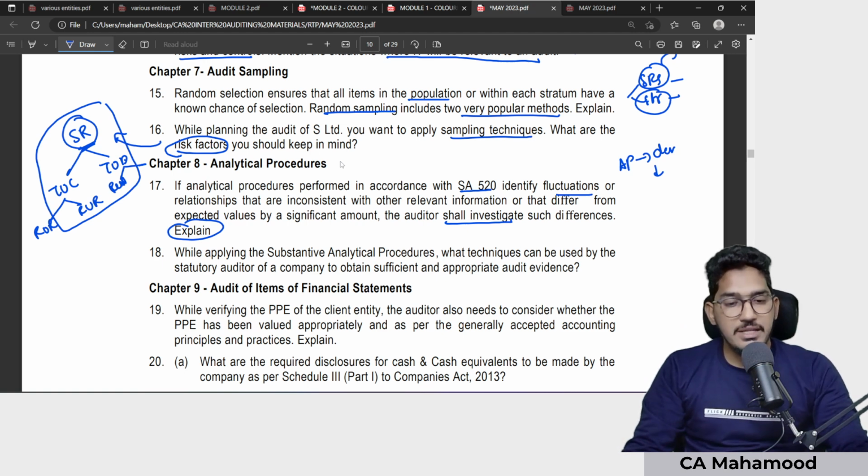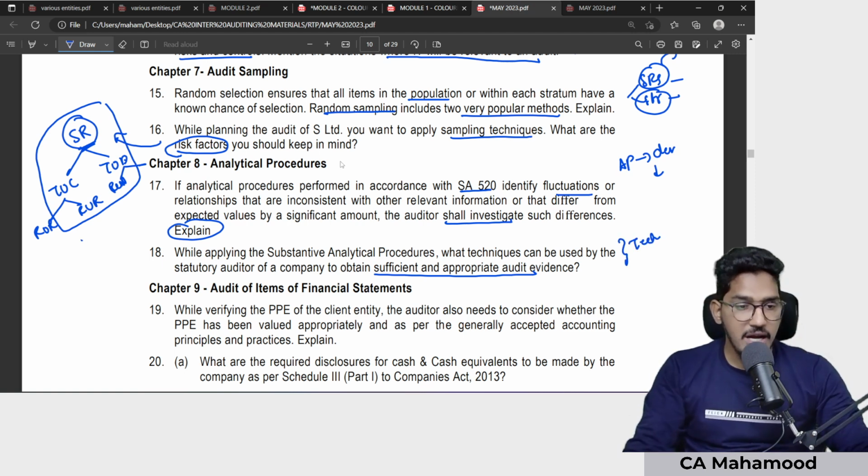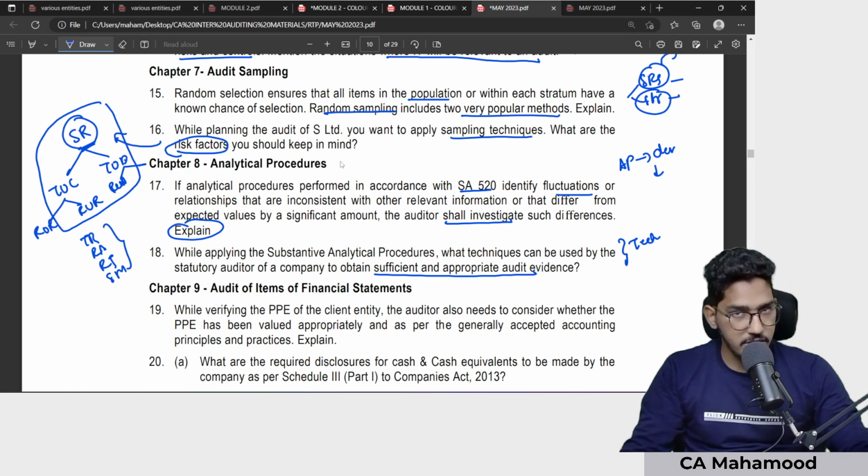Next one, while applying substantive analytical procedures, what techniques can be used by the auditor of a company to obtain sufficient and appropriate audit evidence? Nothing but techniques for performing analytical procedures. How many techniques are there? 4 techniques. What are they? Trend analysis, ratio analysis, reasonableness test, structural modeling. So all these 4 techniques you are supposed to write here.